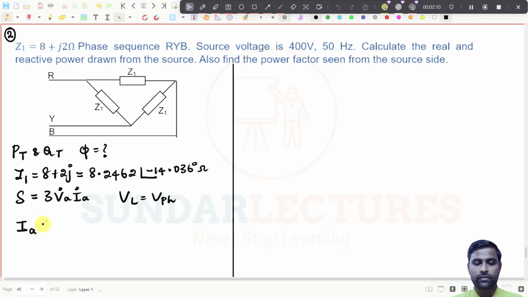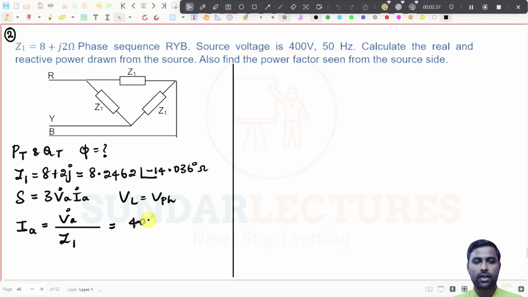Now IA will be equal to VA divided by ZP, divided by Z1. Maybe here they have given you Z1, right? So what can we do now? We can go around this. What is the value of VA? VA is equal, because voltages of phase and line are equal, so this value will be 400 at an angle of 0 degree divided by Z1. What is the value of Z1 they have given you?